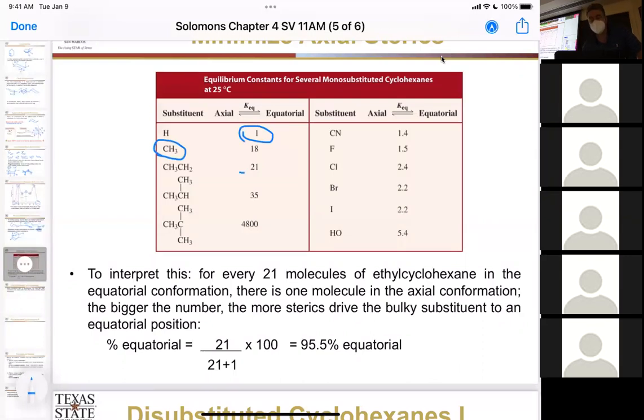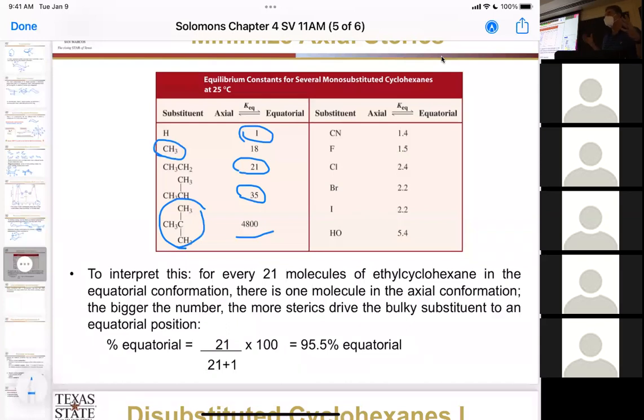Okay, so let's add a slightly larger group, an ethyl group. Not much larger, but 21 out of 22 molecules of cyclohexane are going to have the ethyl group in the equatorial position. So that's not much bigger. So let's do an isopropyl group. 35 out of 36 molecules are going to be in that equatorial position. And then if we go to something like a big, huge t-butyl group, it's almost 99.9%. It's going to go into that equatorial position because it's just too big to stay in that axial position.